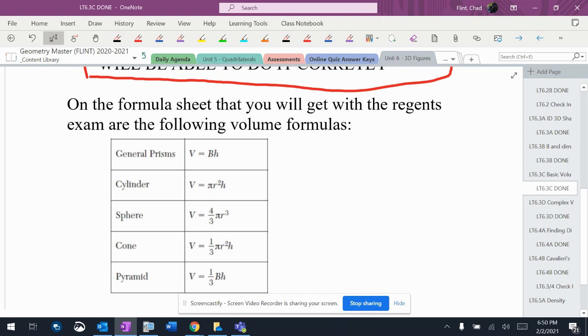My last piece of advice here is to make sure you get the right formula. It's so foolish sometimes when somebody has a cone sitting right there staring at them and they decide to use the cylinder formula or the sphere formula. Take your time, and make sure you have the right formula before you start the problem.